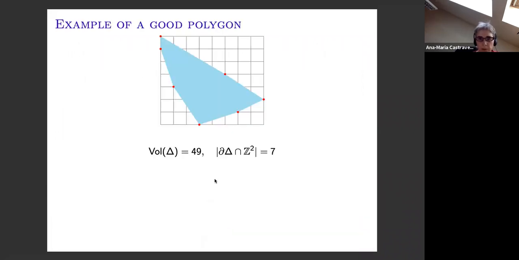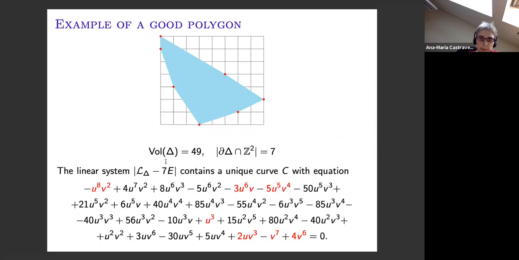So now I want to run an example to see what we do with our problem of finding the primes for which this is still non-polyhedral. So, for example, in this example here, I claim that the area of this polygon is 49 over 2. So this corresponds to the volume being, so the corresponding polarization having square 49. There are 7 boundary lattice points. And now we claim that in the linear system corresponding to this ample divisor minus 7 times E, there is a unique curve which has multiplicity 7 at the identity point. It has this equation here.